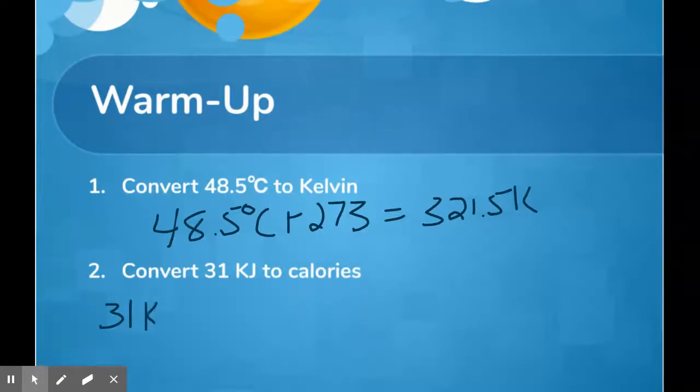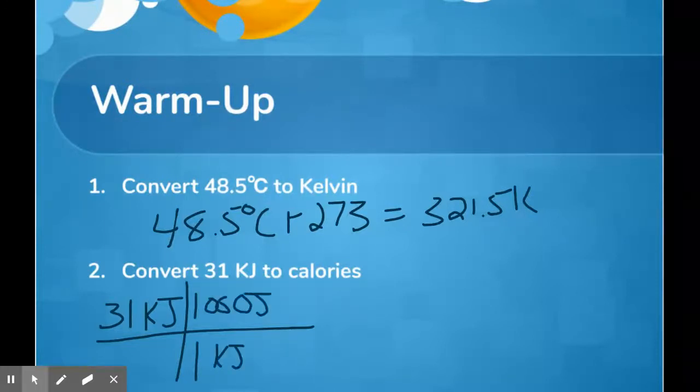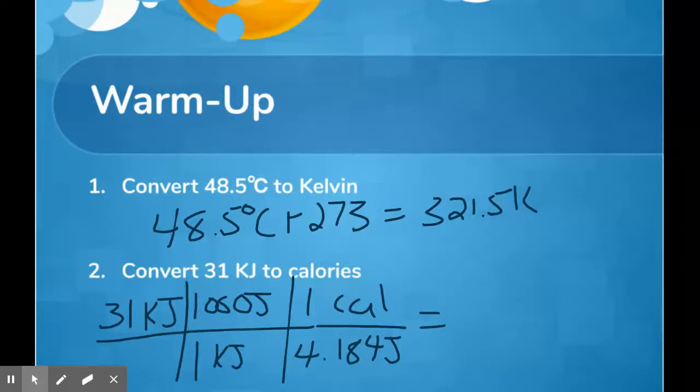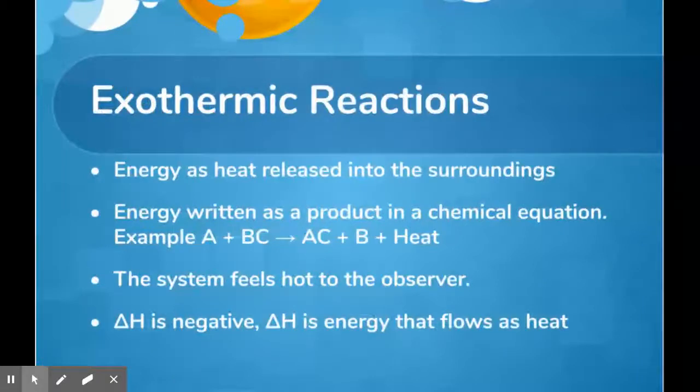The second problem says convert 31 kilojoules to calories. So write your given information and set up your T-chart. For this, you need to know that in 1 kilojoule there are 1,000 joules. And remember, you need to remember that conversion. I will not give it to you. Then we use our conversion factor of 4.184 joules is equal to 1 calorie. So when you do 31 times 1,000 divided by 4.184, your answer should be 7,410 calories.